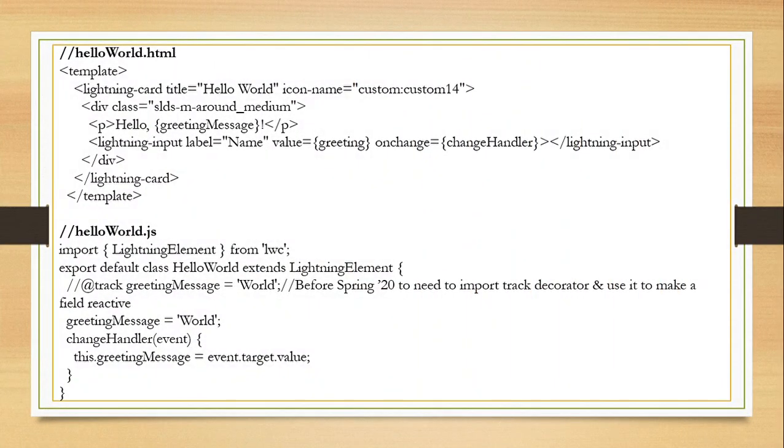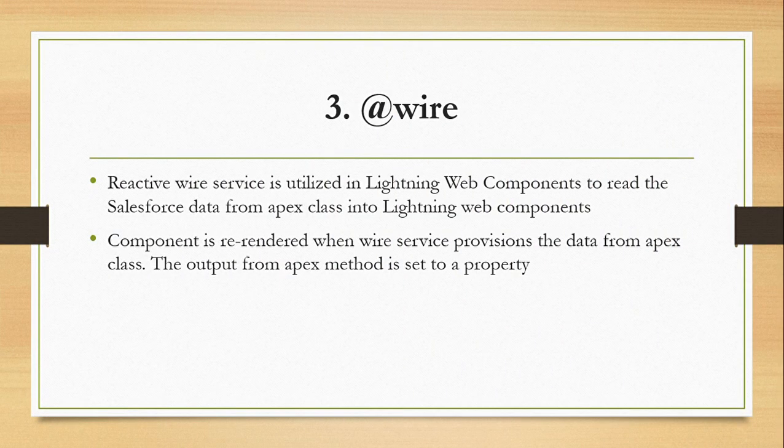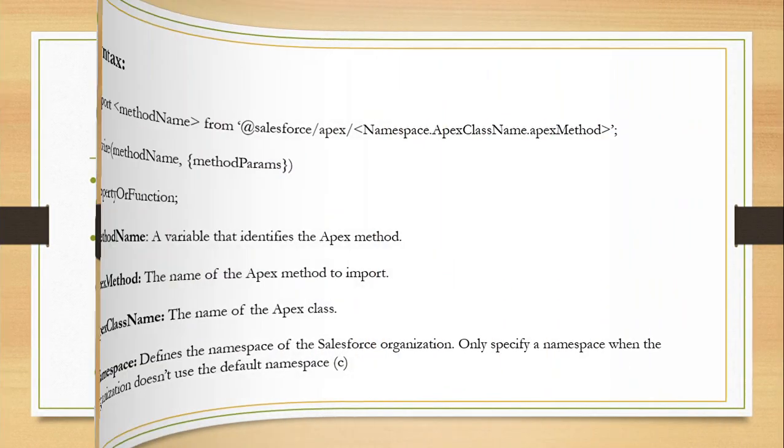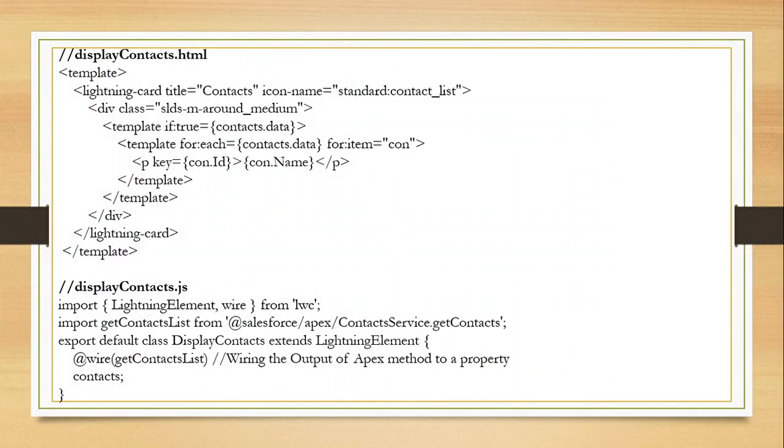Here, helloworld.html and helloworld.js can use @track and @wire. The reactive wire service is utilized in Lightning Web Components to read Salesforce data from an Apex class into Lightning Web Components. The component is re-rendered when the wire service provisions data from the Apex class. The output from the Apex method is said to be a property. Here the syntax comes up, that is method name, Apex method, Apex class name, displayContent.html. Here the example is how to display contents in Salesforce, that is standard contact.